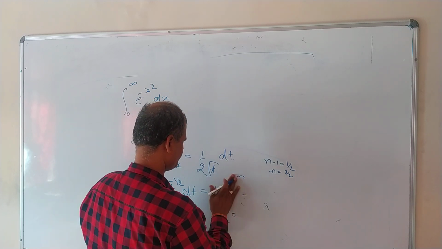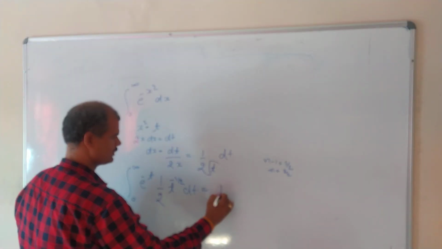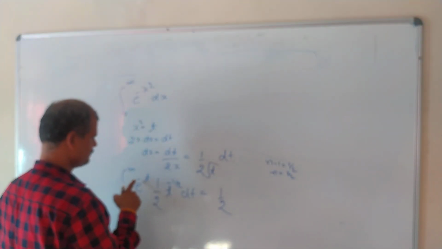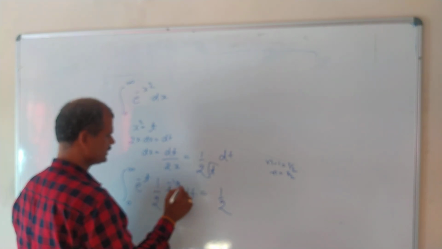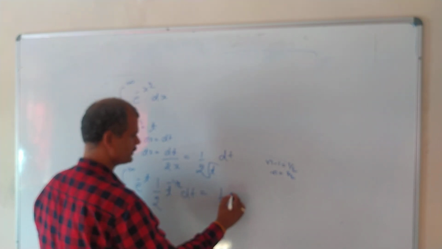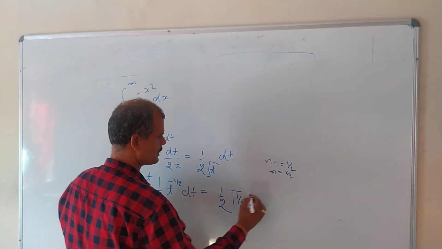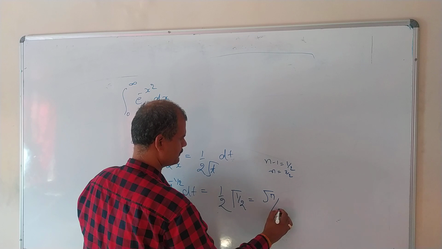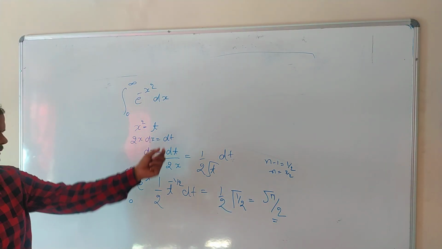So here 1 by 2 and e power minus t, t power n minus 1. So here we'll add the 1 here, so 1 minus half we get, so we get gamma half, and gamma half equal to root pi by 2. So this is your answer.